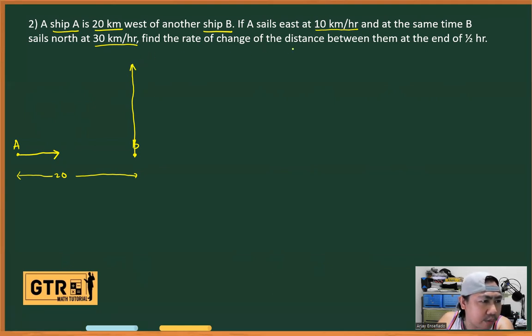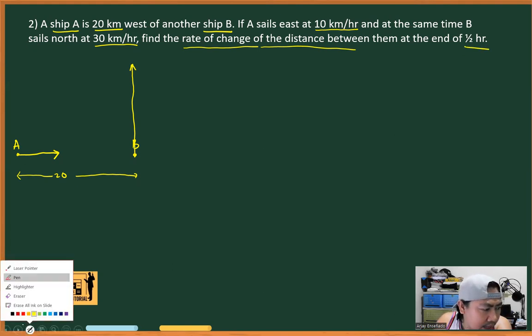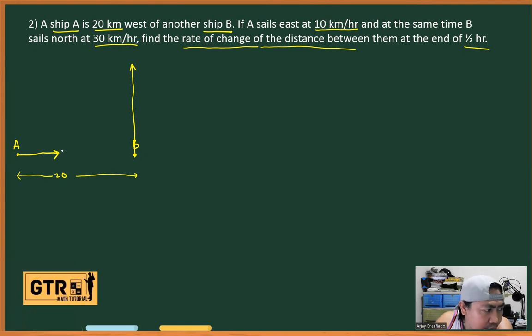Find the rate of change of the distance between them at the end of 1/2 hour. So, kumpletuhin natin muna yung figure natin. So, makakabuo tayo ng, ito yung hinahanap natin, rate of change of their distance. Habang si A kasi papalapit, papunta daw ng east, o papunta siya kay B, si B naman papuntang north.